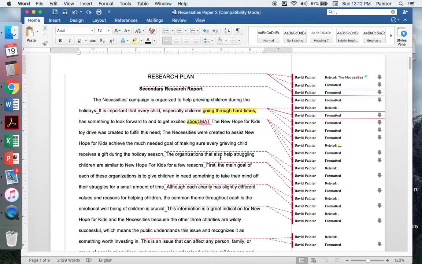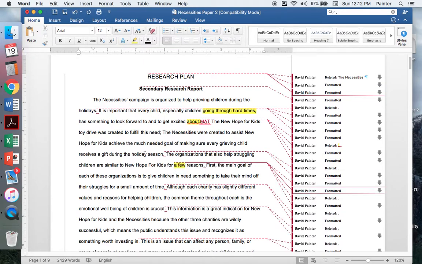The organizations that also help struggling children are similar to New Hope for Kids for a few reasons. Well, how many reasons? First of all, what does whether or not they're similar or different from New Hope for Kids have to do with your campaign? What did you learn from the strategies and tactics that were employed by these campaigns? Second of all, what organizations are you talking about?